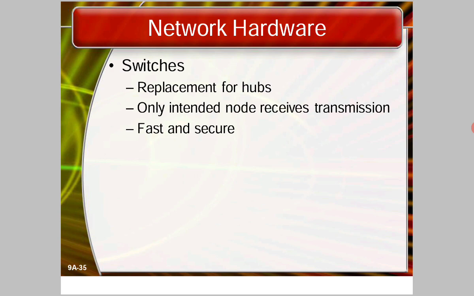So switches are another frequently used network hardware instrument. Generally these are used as a replacement for hubs. Hubs are generally used for star networks, whereas switches are used for bus networks. So only the intended node receives transmission, fast and secure. Switches are very costly and they are used for fast and secure data transmission also.